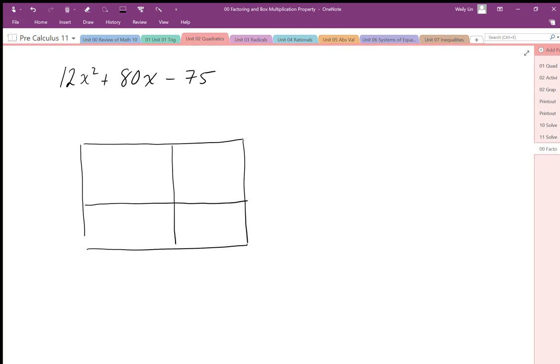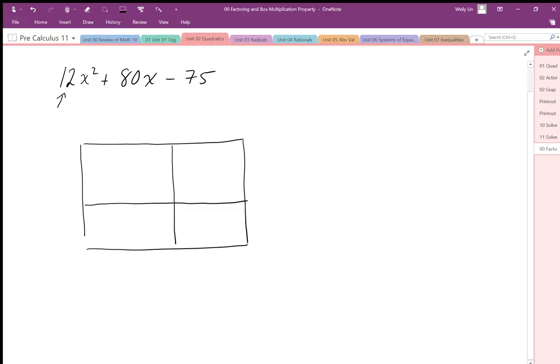There's a diagonal product property of box multiplication, and we can use this diagonal product property where the diagonal product of a box multiplication is equal to each other, and we can use this to help us factor really hard quadratics when we have a leading coefficient of some number, or ax squared when we generalize it.